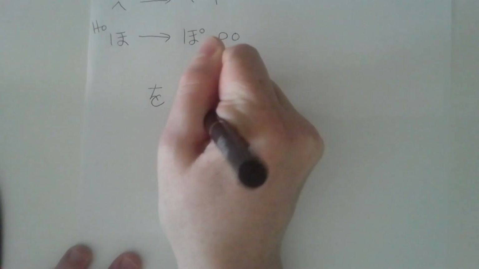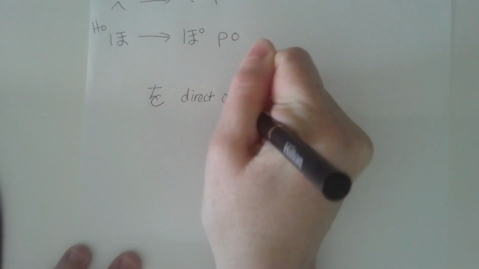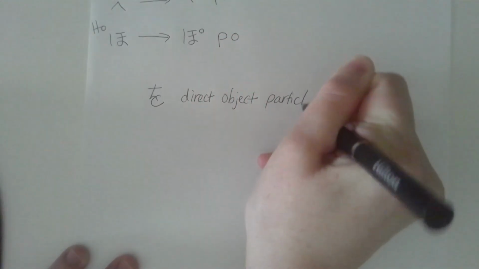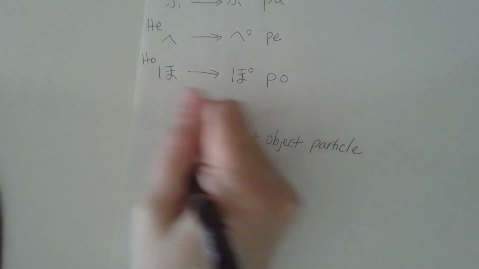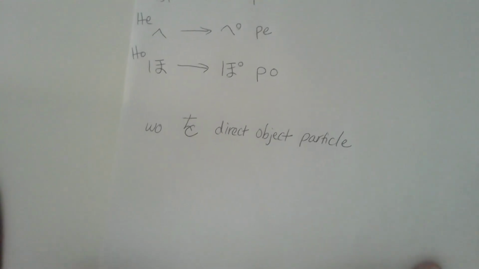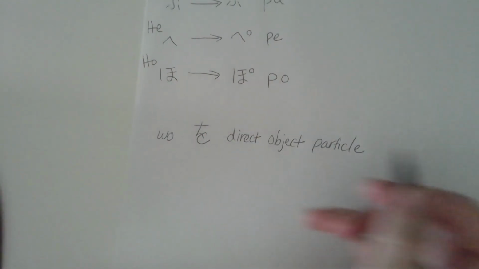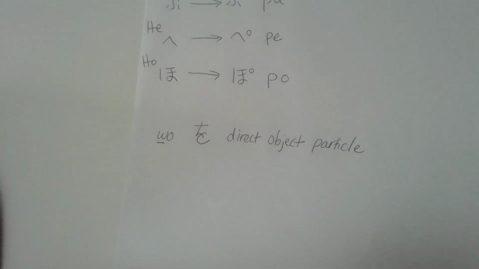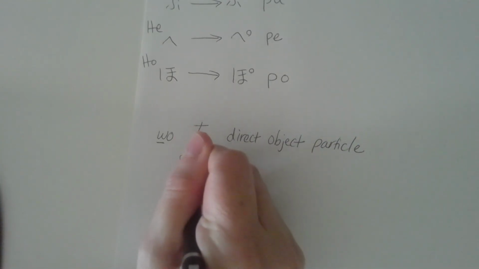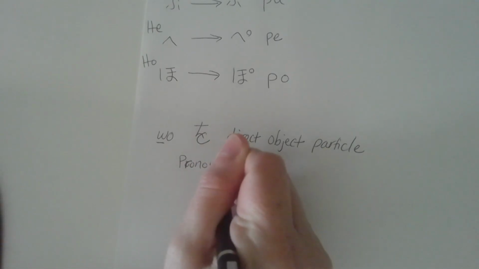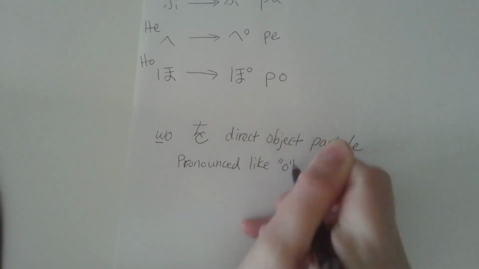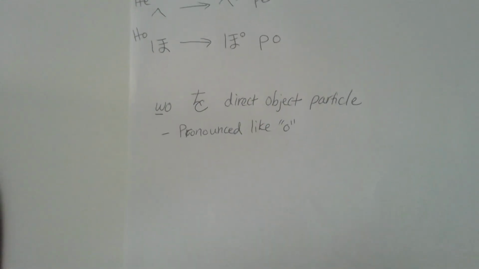O. That's our direct object particle. We write it in Romaji as wo, but the W is silent. So it's said as O, pronounced like O, right? Okay.